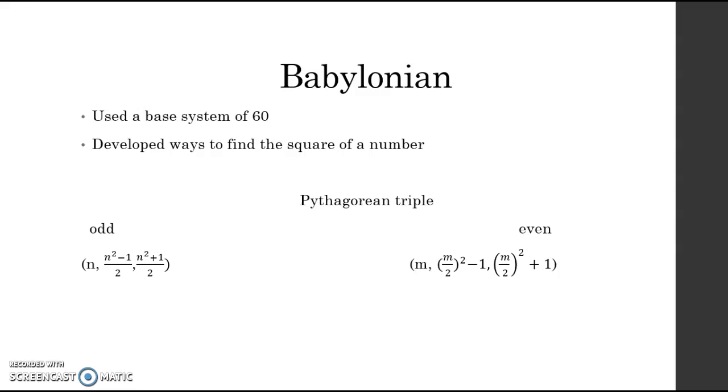Another interesting thing that the Babylonians were able to accomplish was they developed ways to find the square of a number. And the values they got were actually pretty close to how we do it today. Another thing they discovered was the Pythagorean triple, and down here below, I have two formulas for it. They were actually able to tell the difference between odd and even for it as well, which is quite impressive.